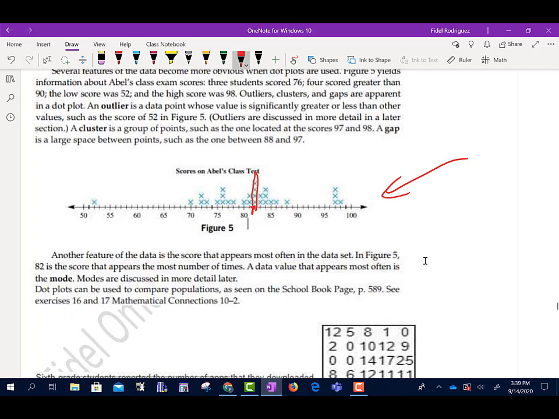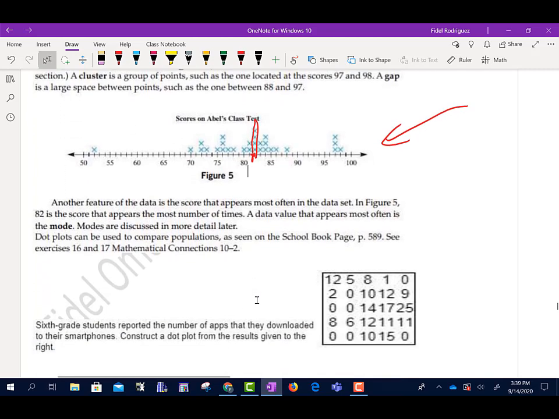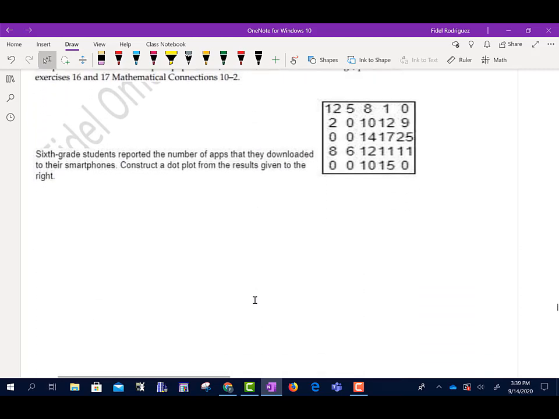Okay. So it says dot plots can be used to compare populations. So here is some information that we have. And it says 6th grade students reported the number of apps that they downloaded to their smartphones. Construct a dot plot from the results given to the right. Okay, so first thing I'm going to do, I'm going to draw a horizontal line, okay?